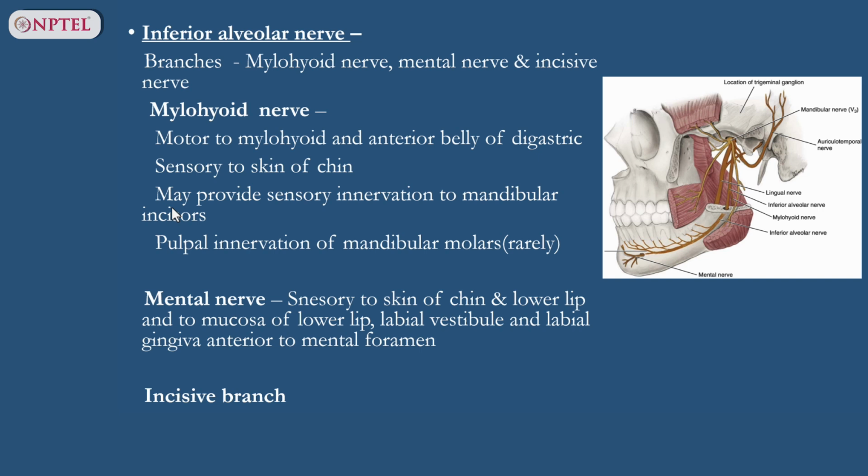The mylohyoid nerve is branched just before the inferior alveolar nerve enters the mandibular foramen. This particular nerve is motor to the mylohyoid muscle and to the anterior belly of digastric. It is sensory to the skin of the chin, and it may provide sensory innervation to the mandibular incisors and also the pulpal innervation of the mandibular molar. The mental nerve is sensory to the skin of the chin and lower lip, and also to the mucosa of the lower lip, labial vestibule, and labial gingiva anterior to the mental foramen.